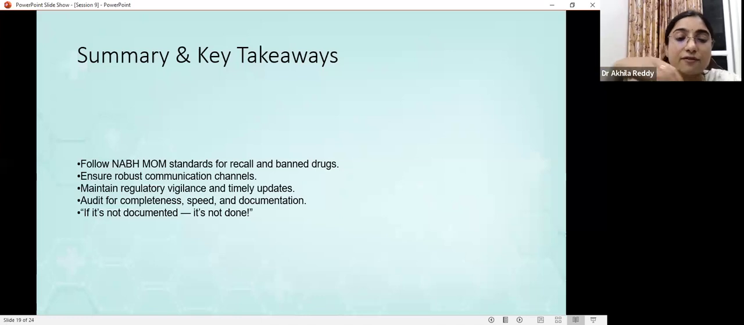At the same time, whenever we do the audit, completeness, speed and documentation are mandatory. At least in the audit situation, it can be prevented before reaching the patient. So if you don't document all these things, then it is not done. Only if you have the documentation itself, it is valid.